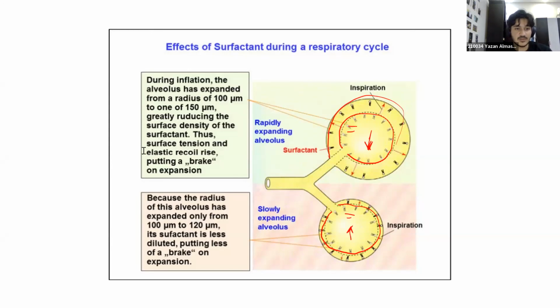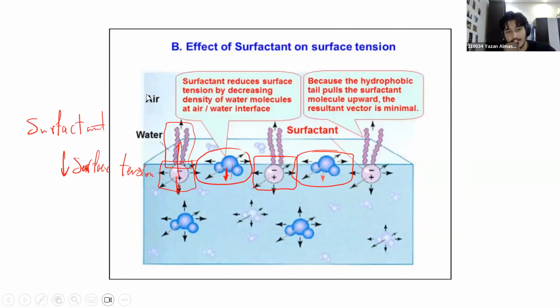Can you please repeat how the surfactant does its job? Okay. So this is the surfactant.